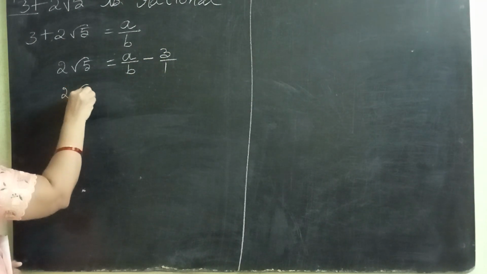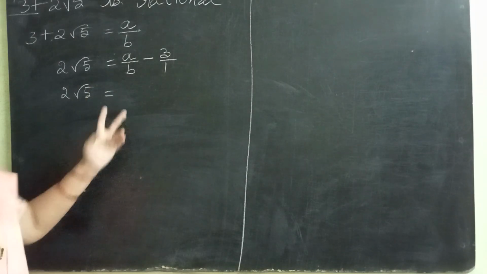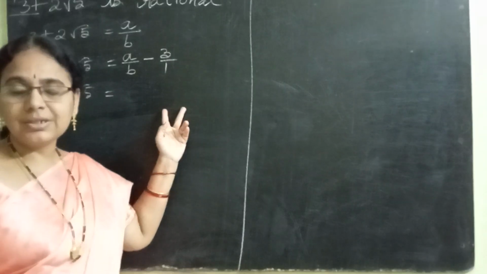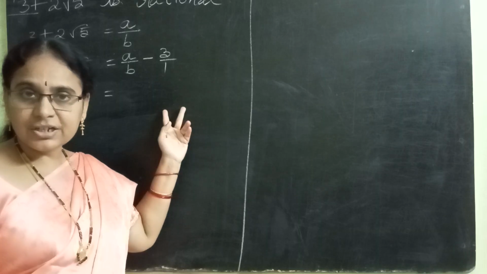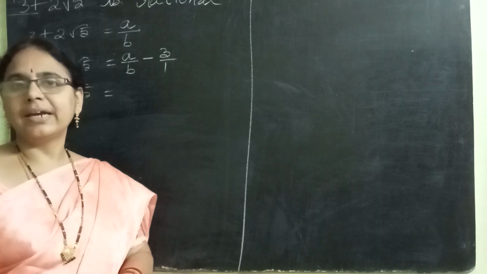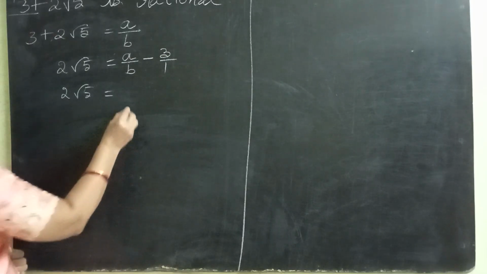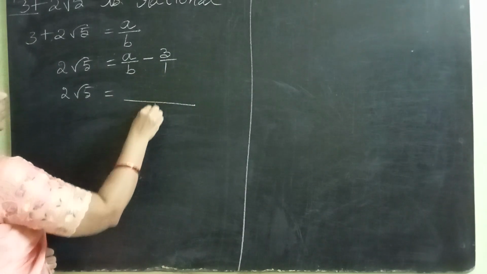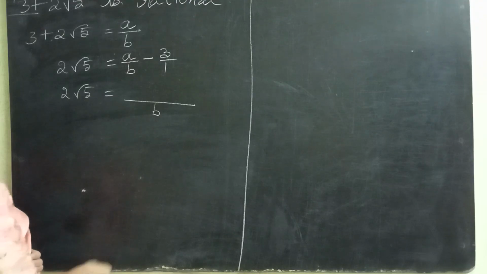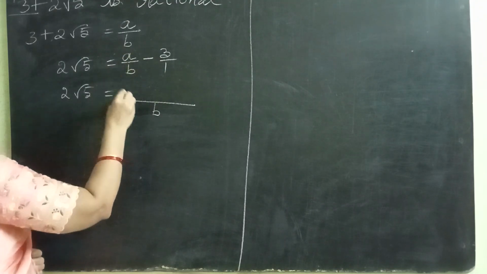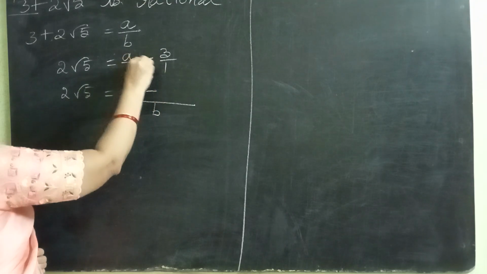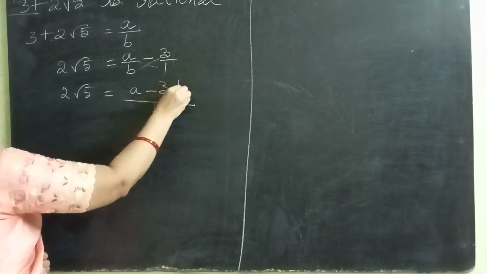So 2 root 5 is equal to a by b minus 3 by 1. Between these fractions, or rational numbers, we have a negative symbol, so how to find the LCM? Make the denominators the same. Here, what is the LCM? You observe only b. So we can go to the cross product. a times 1 is a, 3 times b is 3b.